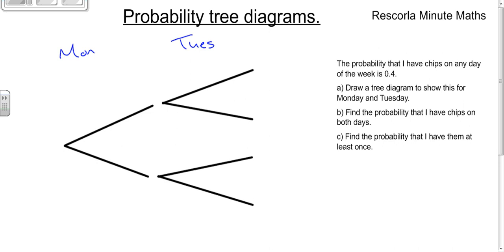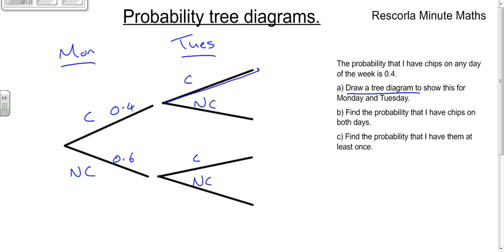So the first one we're going to have a look at is this thing here. Draw a tree diagram to show this for Monday and Tuesday. So on Monday, I've either got a choice. I can have chips or I can not have chips. So the probability that I have chips is 0.4. Now with tree diagrams, both these branches have to add up to one whole one, so that one's going to be 0.6. Then on Tuesday, that's Monday done. And on Tuesday, I can either have chips or not chips. Chips or not chips.